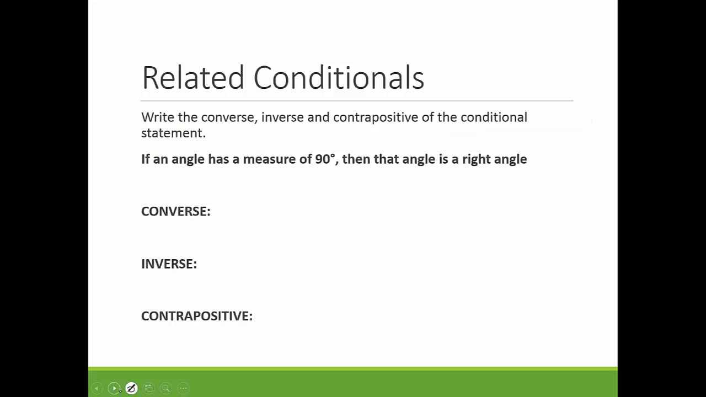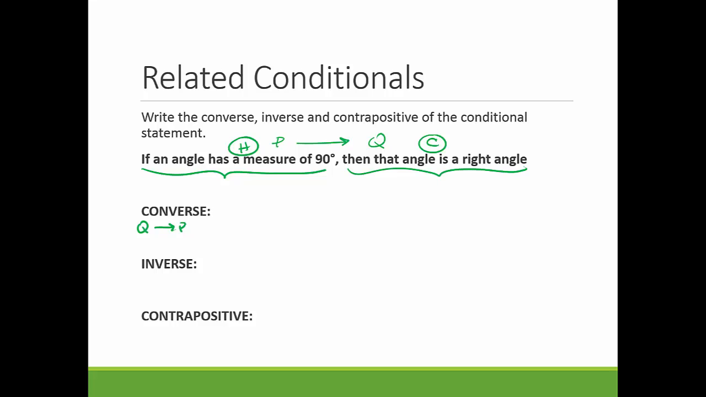So you're going to be given a statement, and you're going to have to write the converse, the inverse, and the contrapositive. Here's my conditional statement. If an angle has a measure of 90 degrees, then that angle is a right angle. The first thing you should do is identify your hypothesis and your conclusion, because this is our P, then Q. Your converse is going to take Q, then P. So when we go to write this, all we got to do is switch these around.